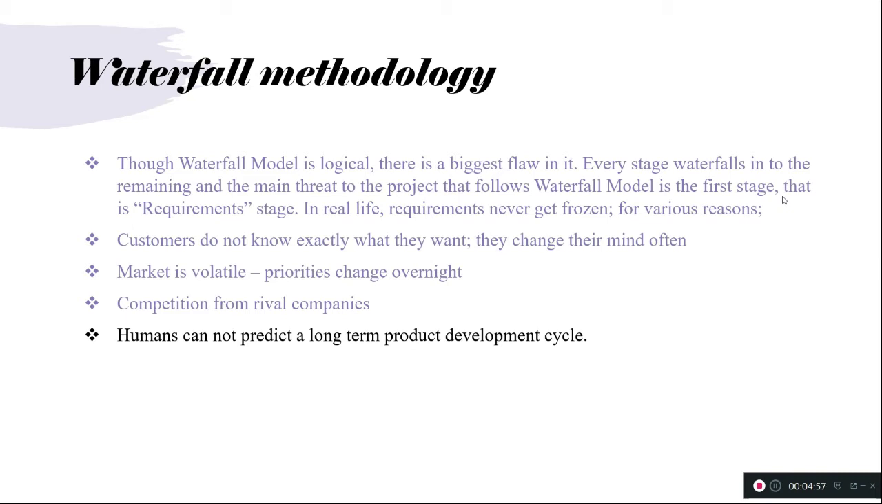The next factor is humans. Humans cannot predict a long-term product development life cycle. When we are working on requirement gathering or testing, we can't be 100% sure what the exact date of the requirements going live will be.